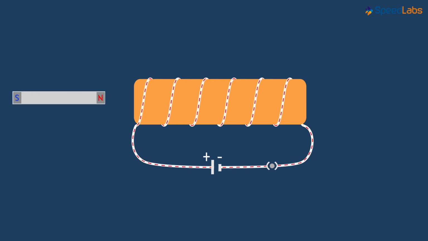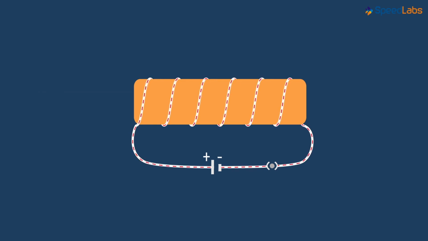And if we place the north pole of the bar magnet close to the left side, you will see that the magnet is getting attracted. So it's pretty clear now that the left-hand side of the solenoid is acting as the south pole. And if we perform the same task on the right-hand side, we will notice that the right-hand side acts as the north pole. This is when the current is flowing in the clockwise direction.